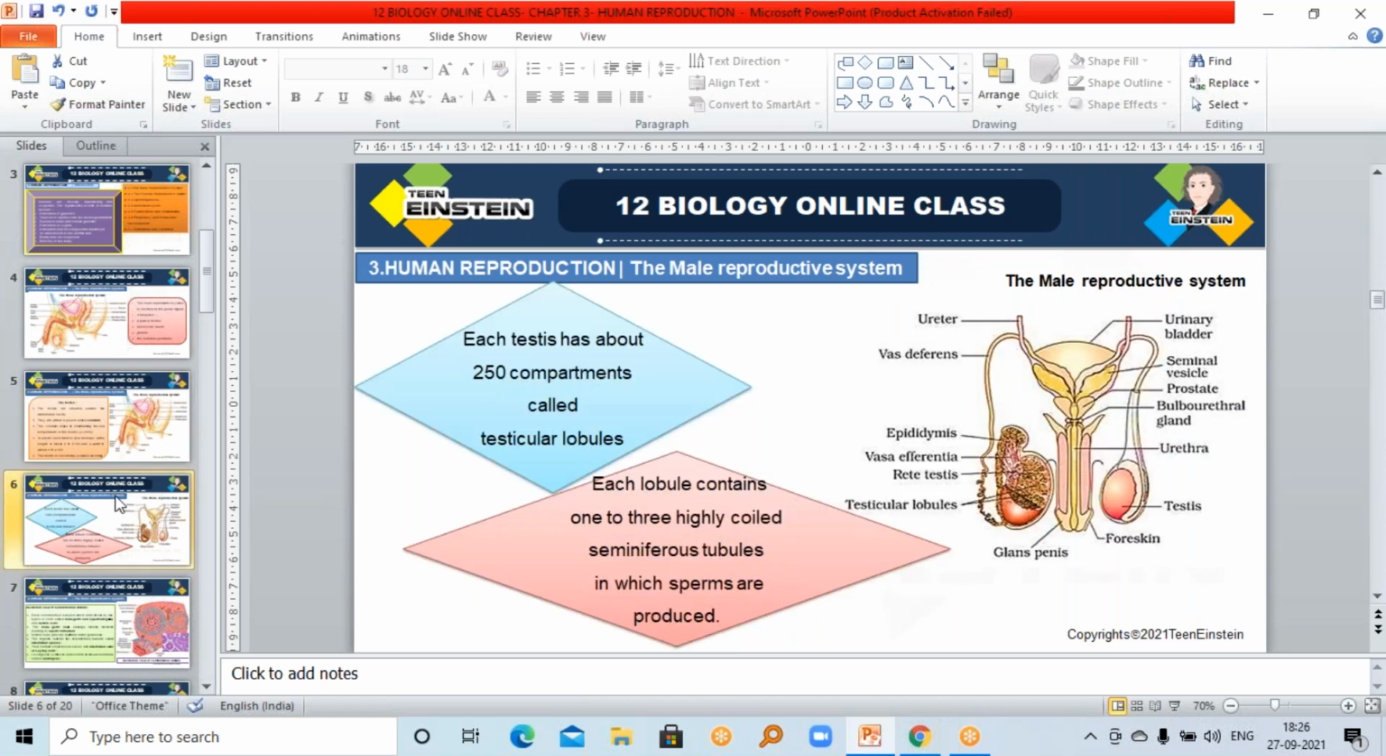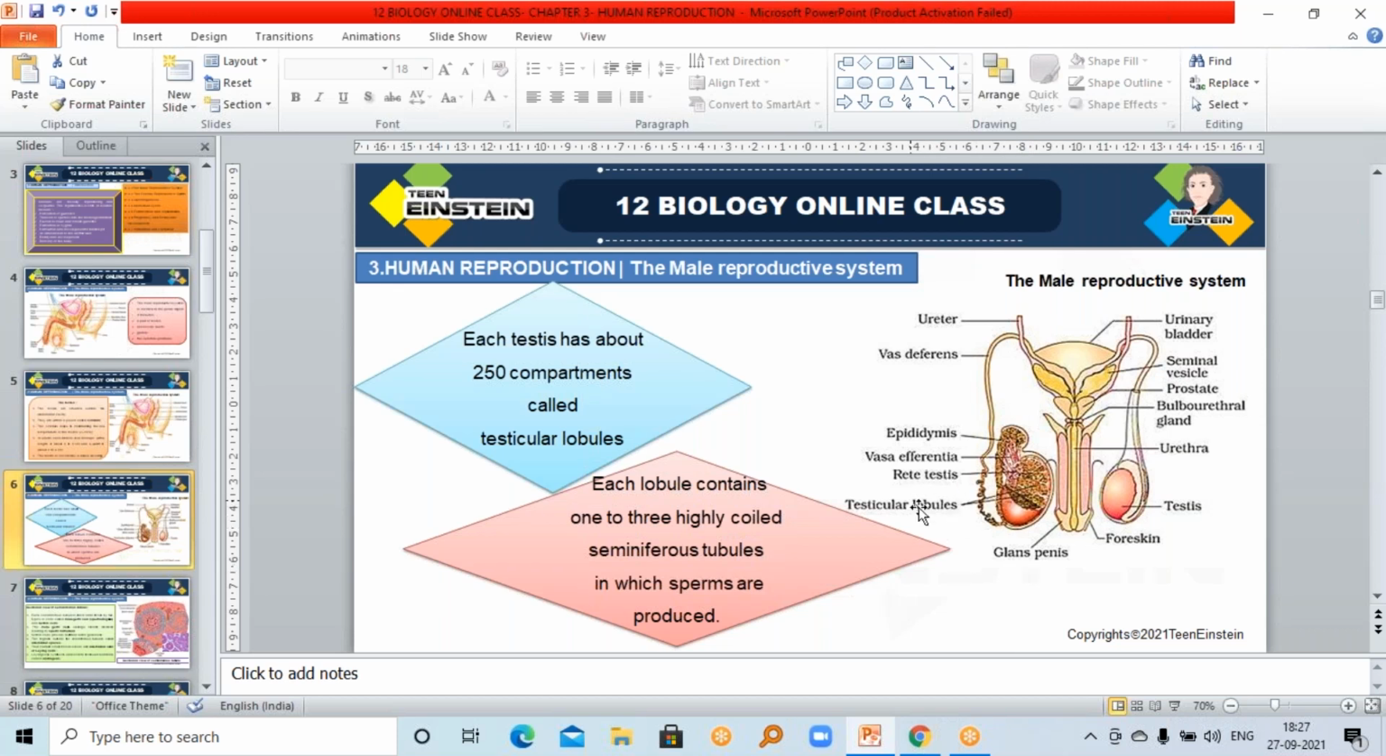Then, in each testis there are around 200 to 300 lobules, on average about 250 compartments. Each lobule contains 1 to 3 tubules. These are the compartments of the testis.